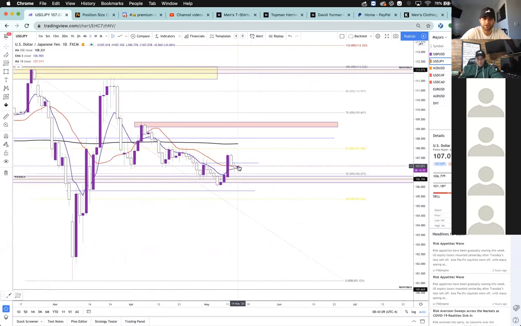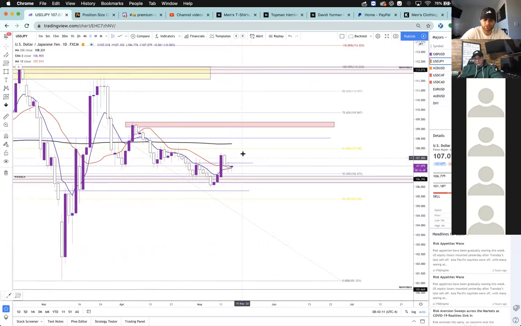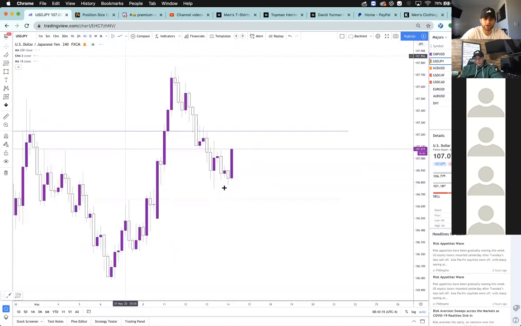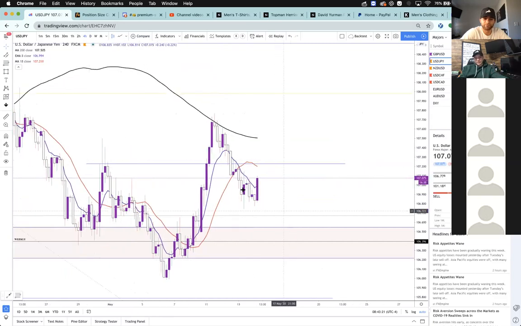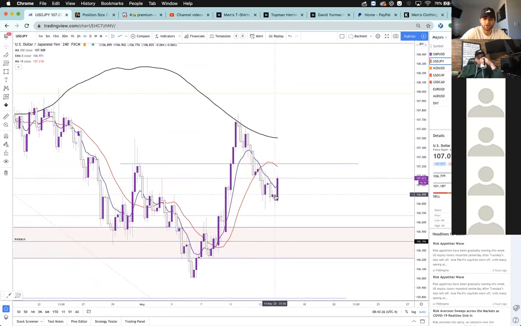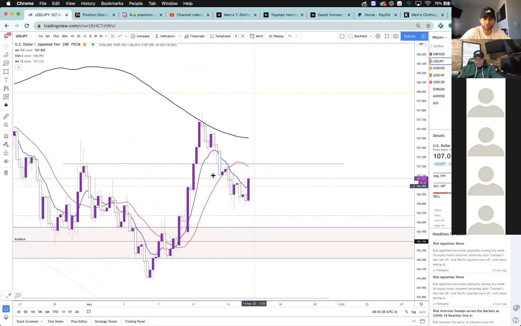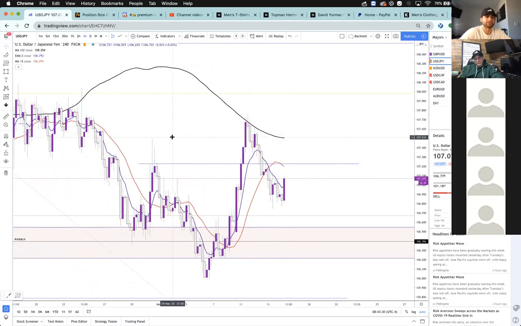Same thing here. Could we potentially continue higher into this 618? Sure. Look at the 4 hour. The 4 hour actually broke structure. 4 hour broke this level. Now we're retesting. Could this be our first confirmed higher low? Sure, it could be. At the same time, look how well we respect this 200-day.